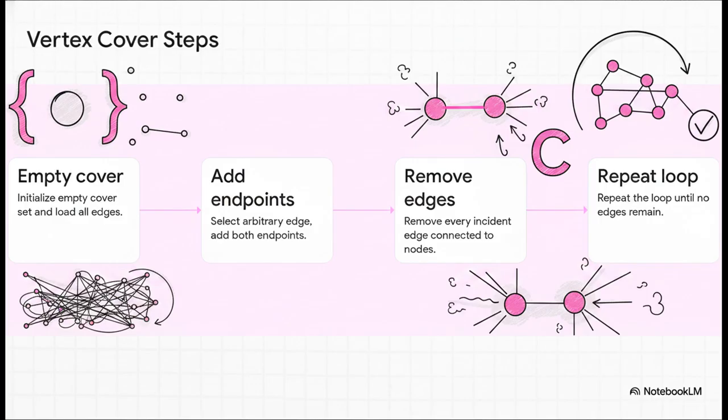Then, and this is the really clever bit, we strip away every single edge in the entire graph that touches either of those two nodes. They're locked in, so their connections are officially covered. Finally, we just repeat this loop. Blindly pick an edge, clear its neighbors, and keep going until the graph has 0 edges left.